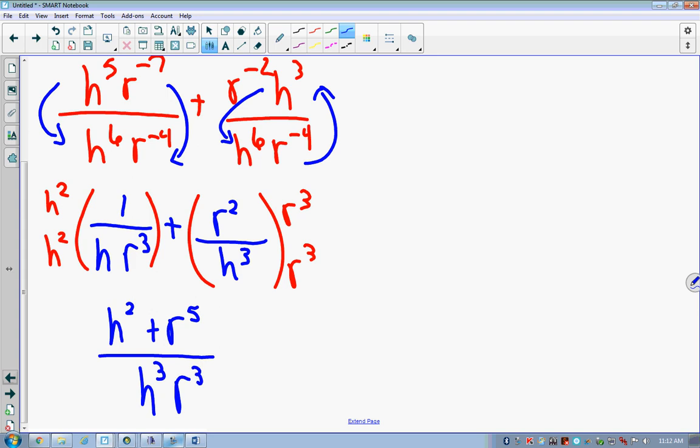All right, was that the answer in the answer key that you were given? All right, number 10, h squared plus r 5th over h cubed r cubed. So, yep, that's the answer. Okay, split.